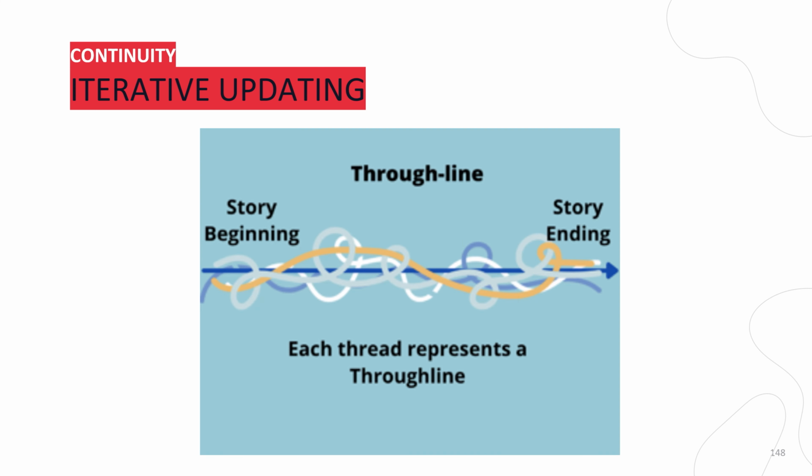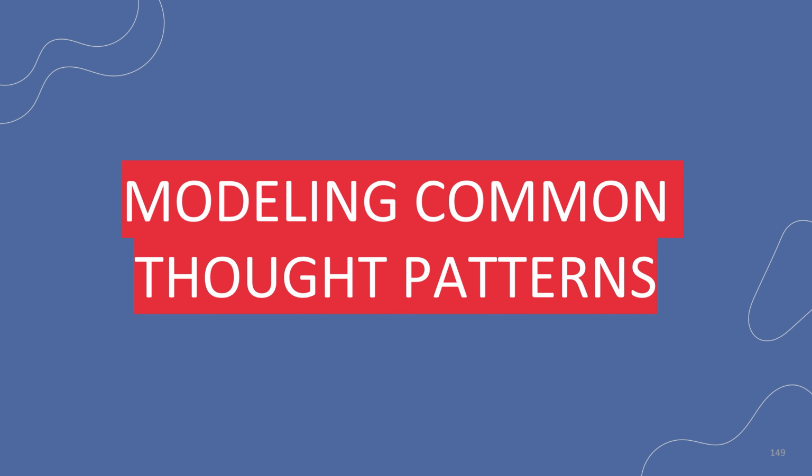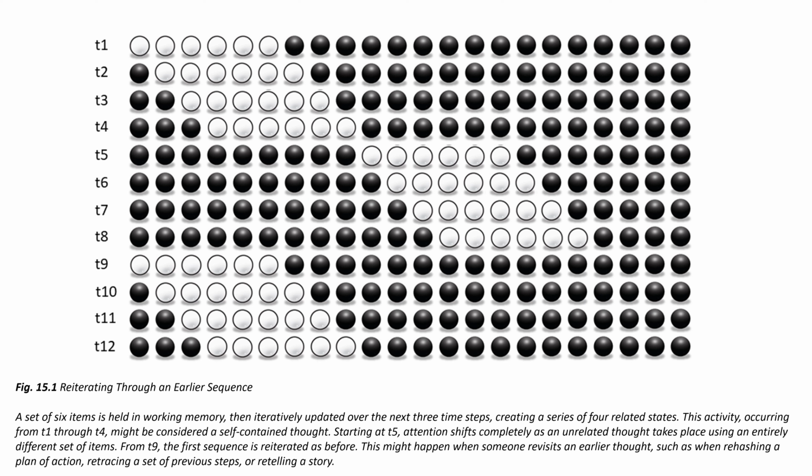In literary terms, the subset of items that remain interdigitated constitutes the through line, connecting theme or invisible thread that binds elements of a mental experience together. Let's look at a few common thought patterns and model them with the present schema.